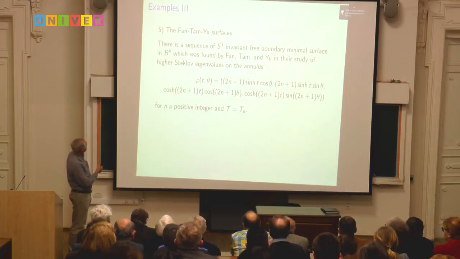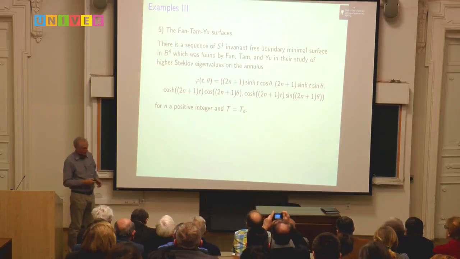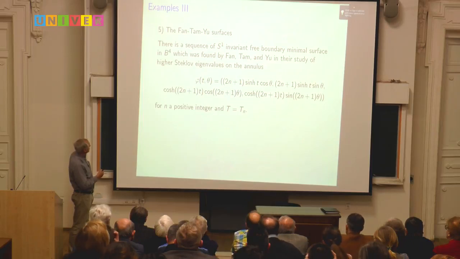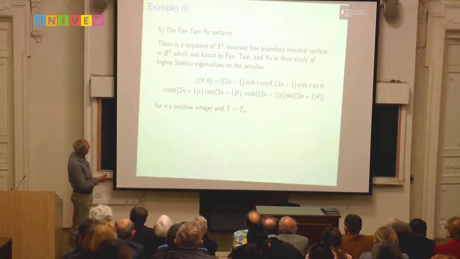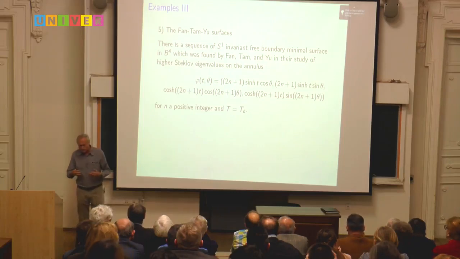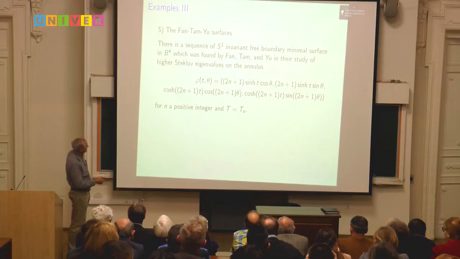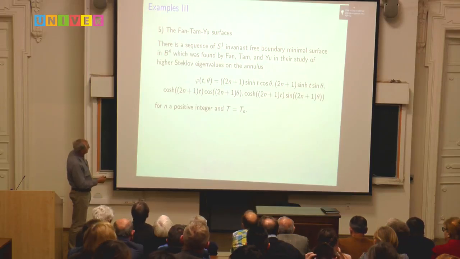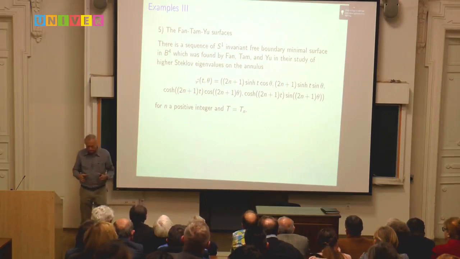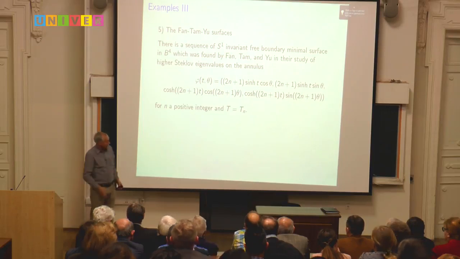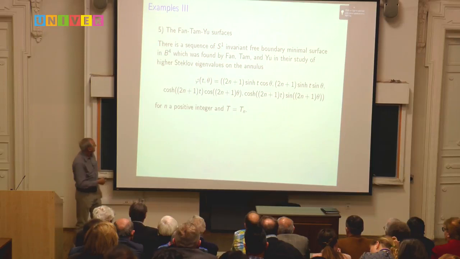And so let me mention just the fifth class. Actually, people have been constructing tons of examples lately. I think after our work, people got much more interested in free boundary minimal surfaces. And in particular, three Chinese authors, Fan, Tam, and Yu, constructed an infinite number of S1 invariant free boundary minimal surfaces in B4. And actually, they were found by studying critical points or maximizers for higher Steklov eigenvalues for S1 invariant metrics on the annulus. And so it turns out there's a whole sequence of them. So these all turn out to be free boundary minimal embeddings of the annulus in B4. So there are an infinite number of them, and they're just parameterized by an integer.